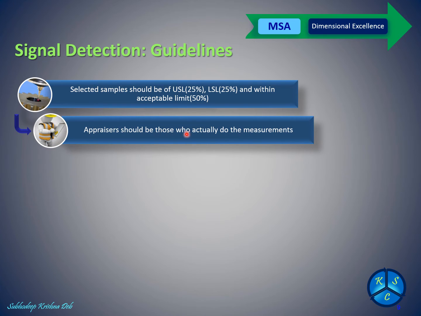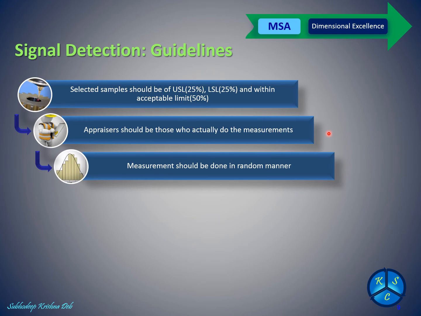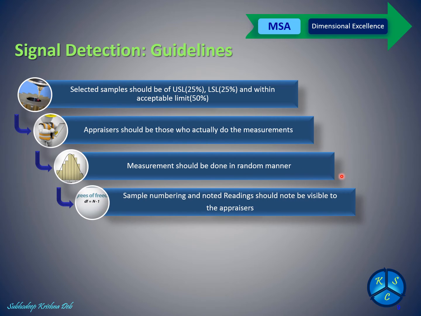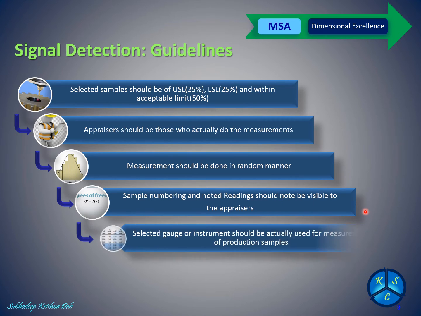Appraisers should be those who are doing the actual measurements in the production line. This we have understood in the previous tools also. Measurement should be done in a random manner. This is also a continuation. Sample numbering and noted readings should not be visible to the appraiser. This is also a repetition of the previous tools. The selected gauge or instrument should be actually used for the measurement of production samples.